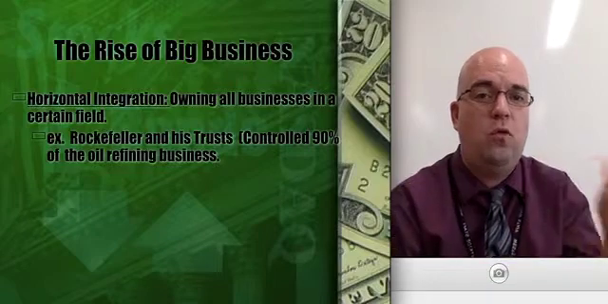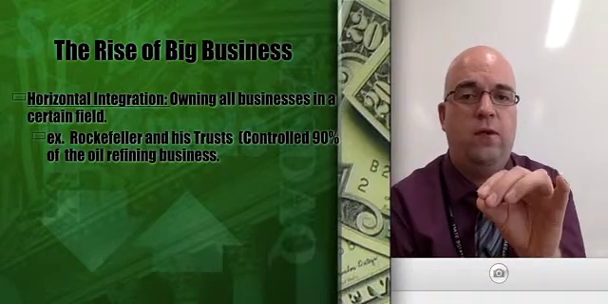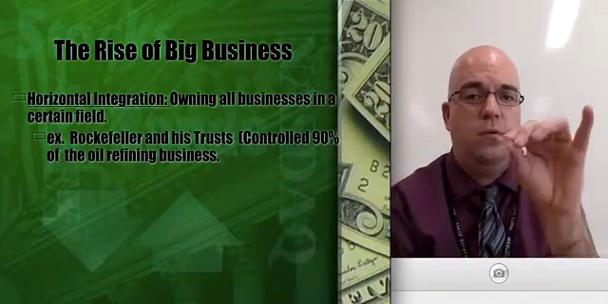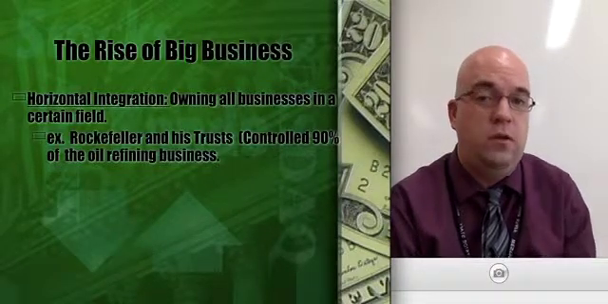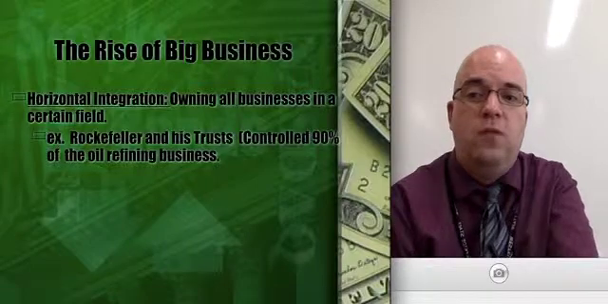So this is horizontal integration because Rockefeller controlled all the different refineries that made oil and turned oil into usable products. So if you think about this idea of Rockefeller, sometimes he's viewed as this leviathan, this monster, because he's so powerful, so big, because all aspects of oil is controlled by his company, by his trust.